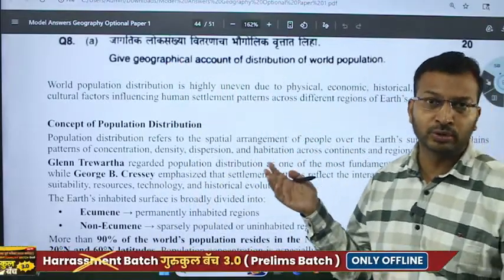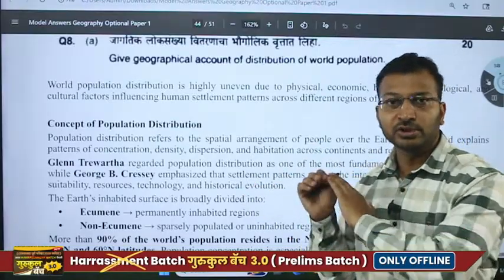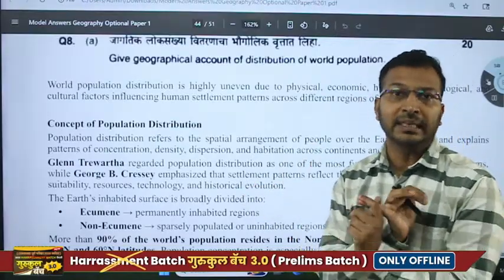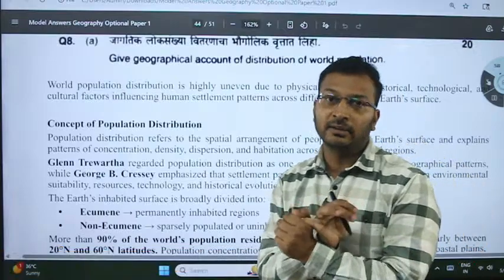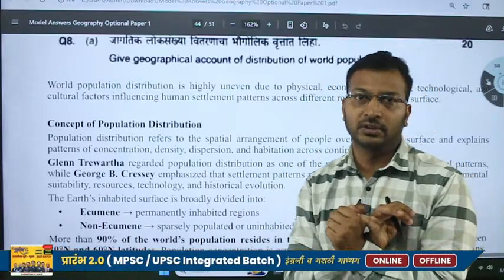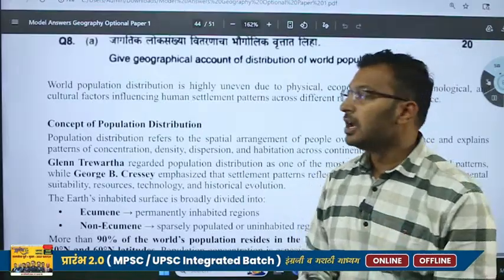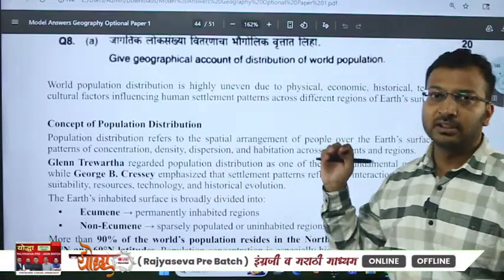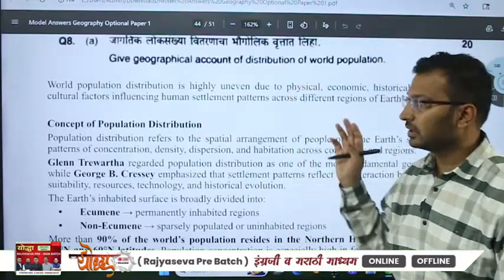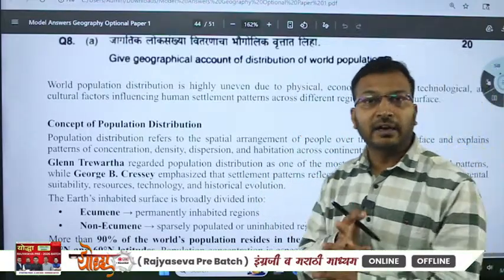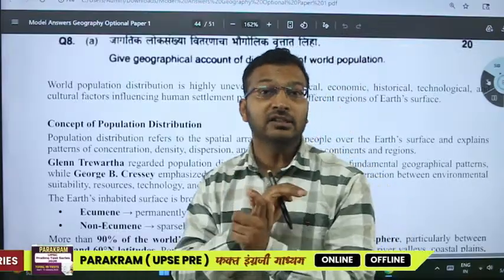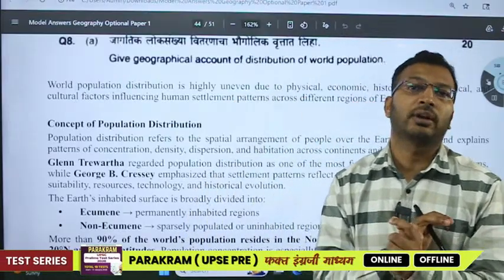So we know that the geographical distribution of world population is uneven mainly because of the physical features that we observe on the surface of the earth. We have diverse physical features, we have plains, we have mountains, we have plateaus. Okay, so because of that there is uneven distribution of population. So first is the physical, then the second factor responsible for uneven distribution of population, that is the historical factors.